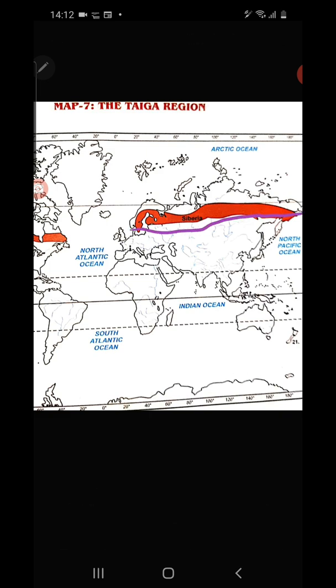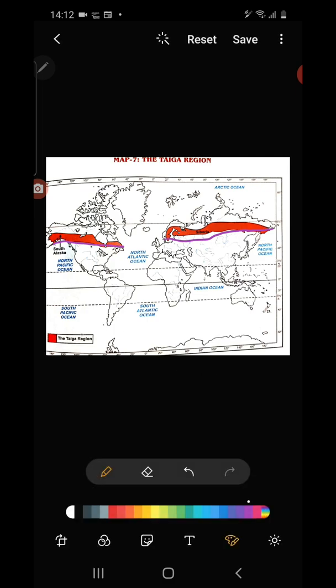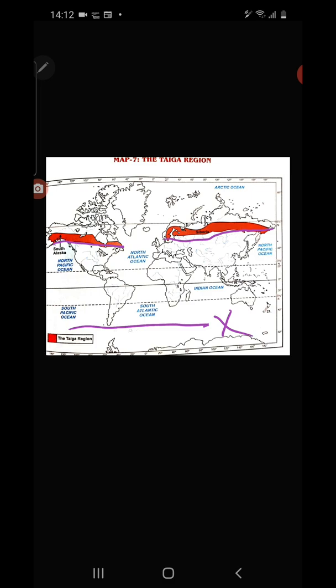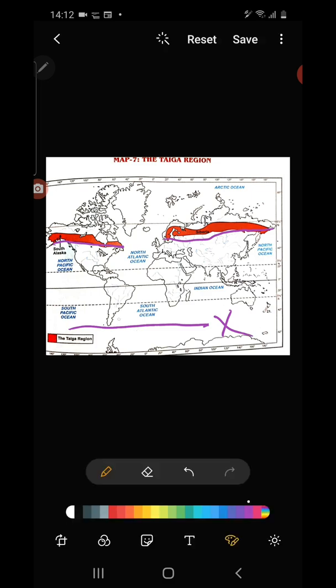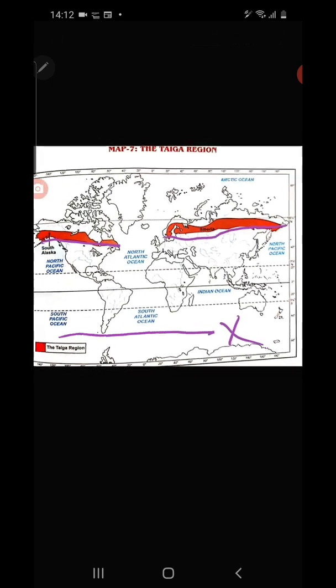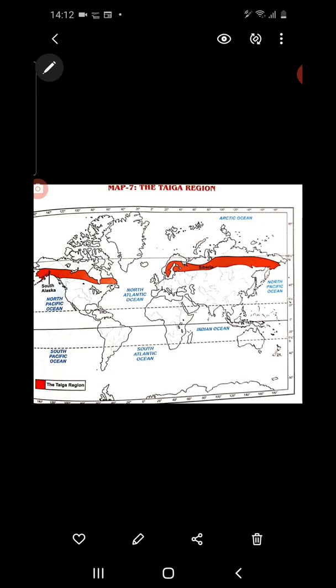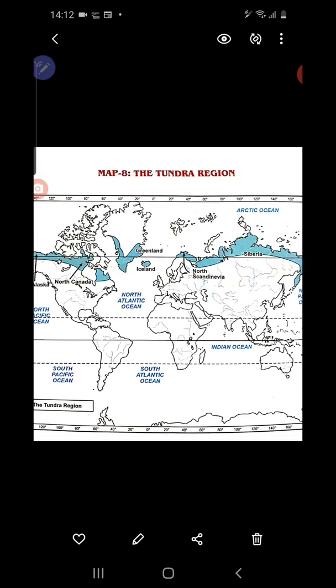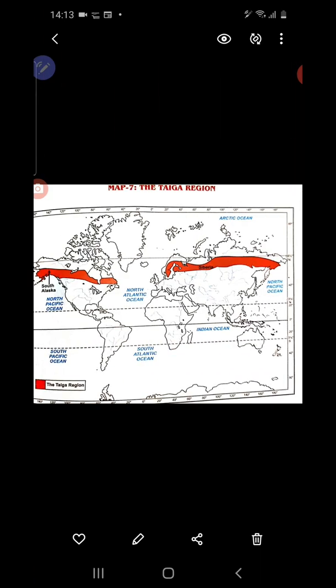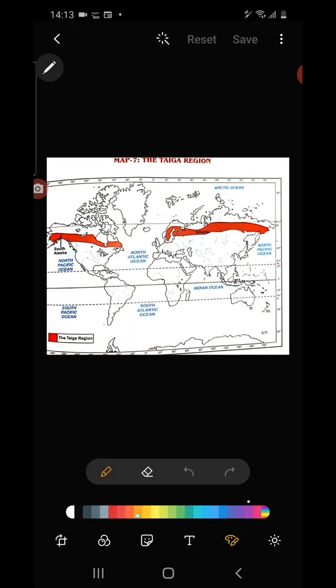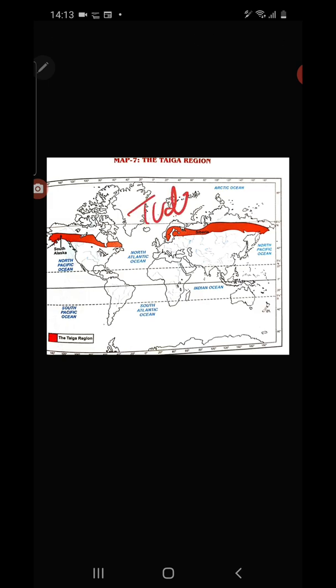It is fully lying in the European and Asian continents, then here in North America. But you cannot find taiga region here in the southern hemisphere. Why? Because there is no landmass. In the southern hemisphere there is not much landmass, but in the northern hemisphere landmass is there. For that reason the taiga region is found here. The next comes the Tundra region. Children, you know that the Tundra region is located above the taiga region.